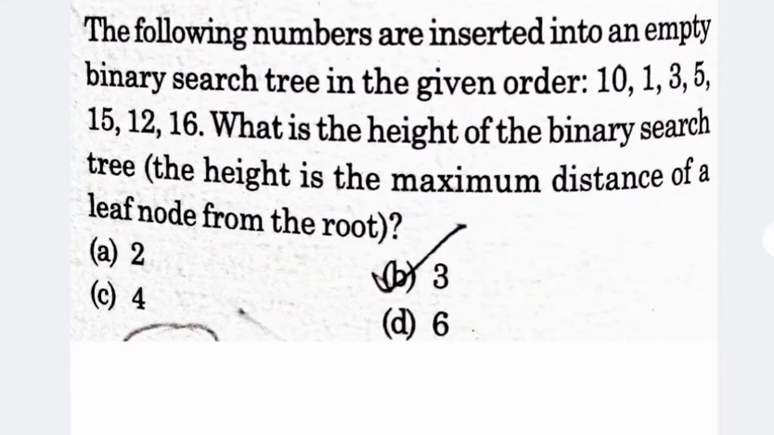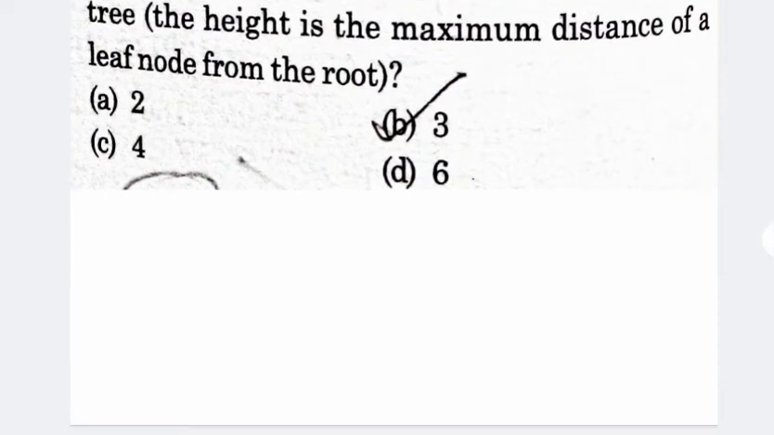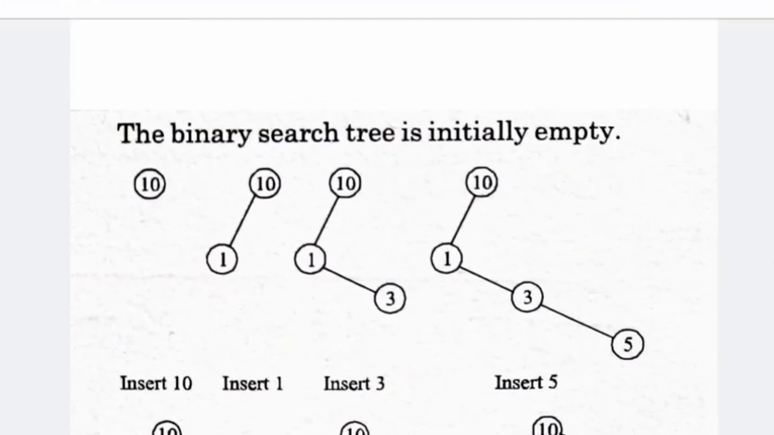The following numbers are inserted into an empty binary search tree in the given order: 10, 1, 3, 5, 15, 12 and 16. What is the height of the binary search tree? The height is the maximum distance from the root to a leaf. Now we come to the solution for this question. As per the given sequence we construct a binary search tree, and we know very well the rule of the binary search tree.